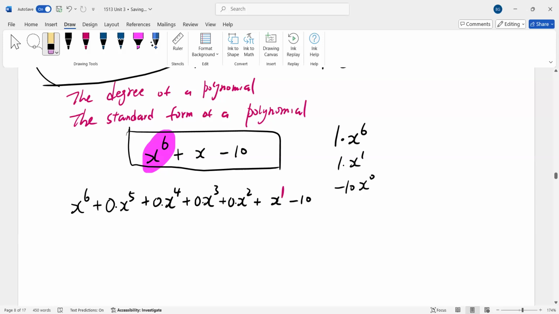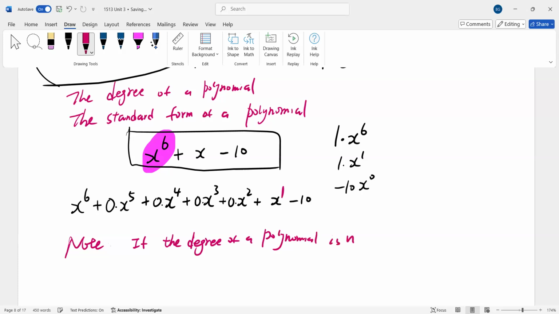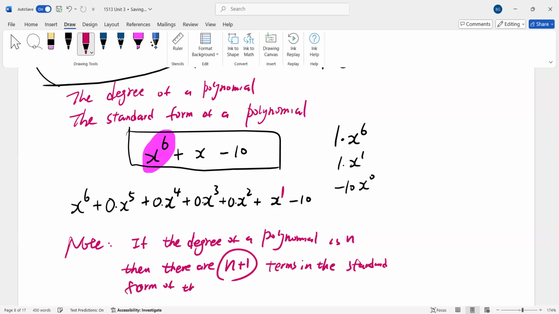Okay, if the degree of a polynomial is n, then there are n plus 1, that many terms in the polynomial, in a standard form. In a standard form of the polynomial. All right, it's good to include this in your note.